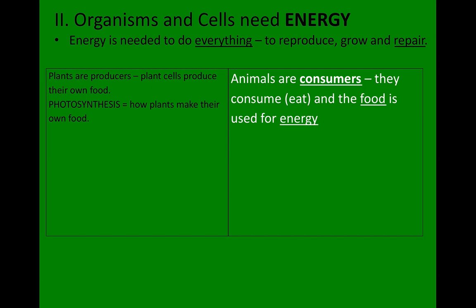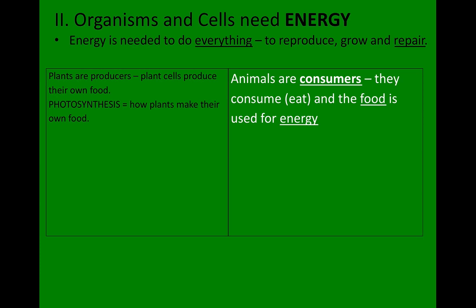Now, animals, on the other hand, are consumers, which means that they consume or eat. And the food that they eat is used for their energy. Now, again, just like plants are not the only producers, animals are not the only consumers. Fungus is a consumer, a lot of bacteria are consumers, some protists are, but we're going to just focus on animals for right now. They consume their food, which is why they're called consumers.